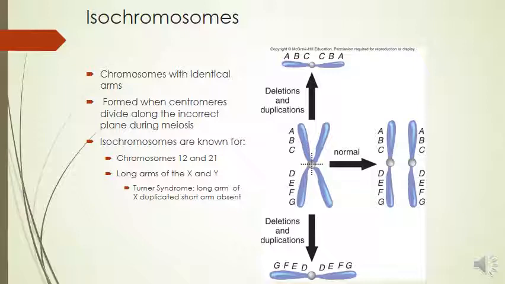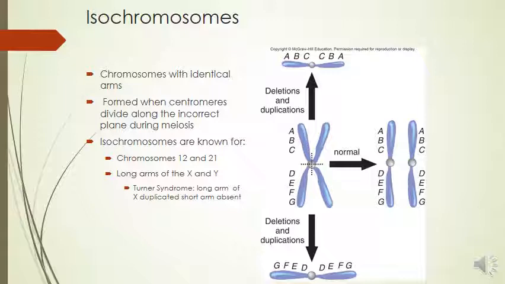Isochromosomes. Isochromosomes are the result of another meiotic error that leads to unbalanced genetic material. It is a chromosome that has identical arms. An isochromosome forms when during division the centromeres part in the wrong plane. Isochromosomes are known for chromosomes 12 and 21 and for the long arms of the X and the Y.